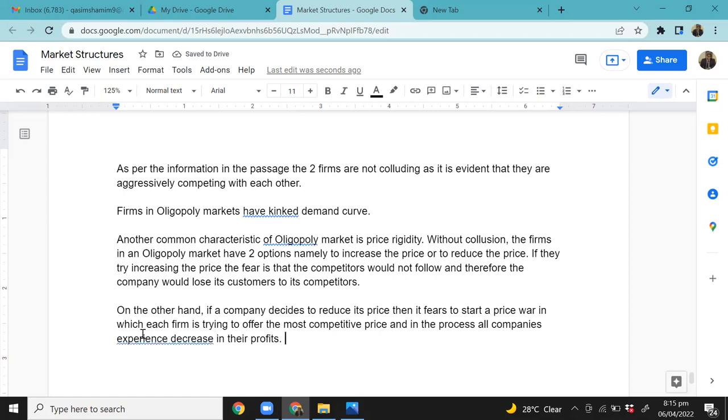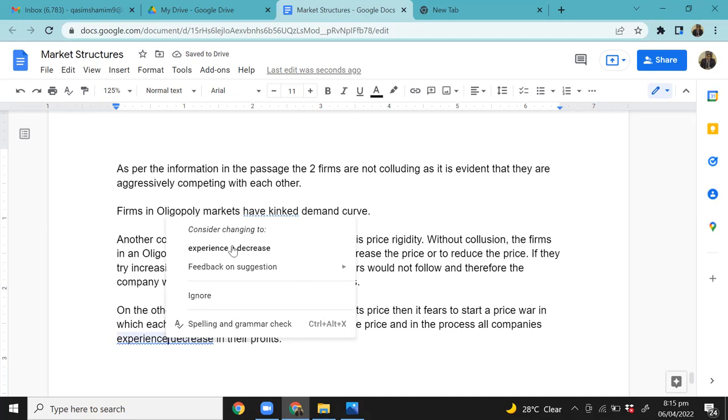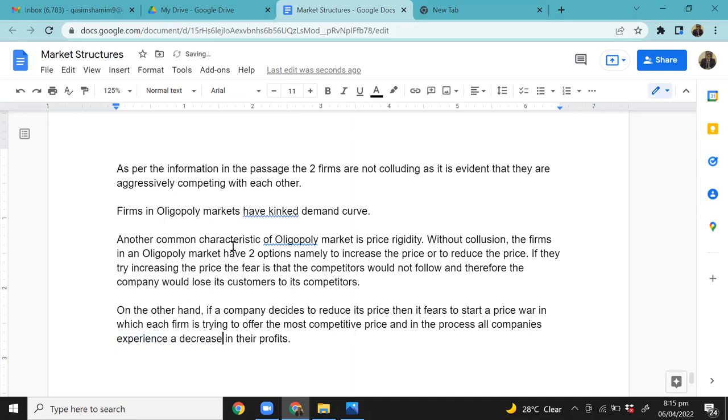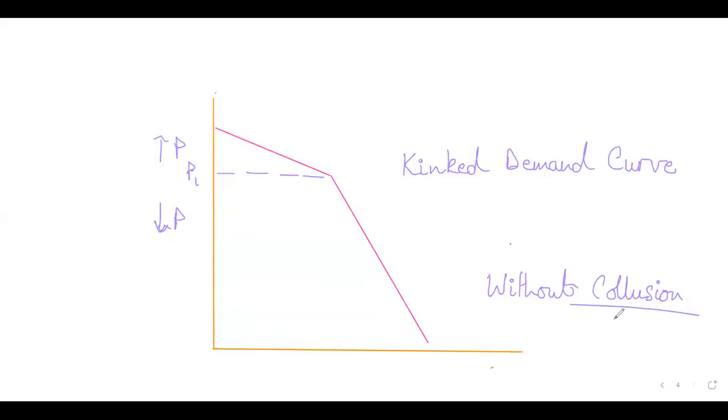Now, as I've explained, another very common characteristic of oligopoly markets is that they have price rigidity. Why is there price rigidity? Price rigidity is shown through this demand curve known as the kinked demand curve, right? What happens in this case, as I told you, is that the price stays rigid around this level. So there's a kink in the demand curve. Where there's a kink, the price is rigid around that level.